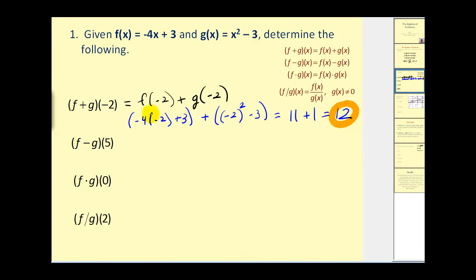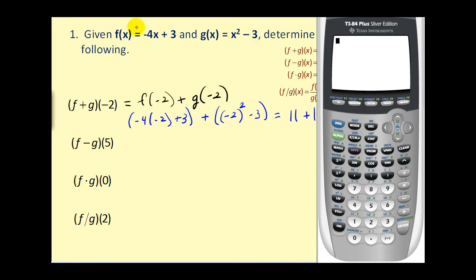The point is not really to do a bunch of number crunching, so let's go ahead and use the graphing calculator to assist us on these next three. So what we can do is type f into y1 and g into y2. Now let's make sure our table is set on ask. So let's press second window, scroll down to independent variable, highlight ask, and hit enter.